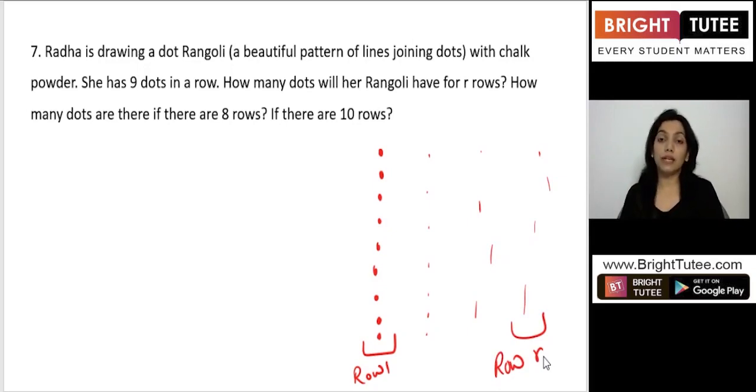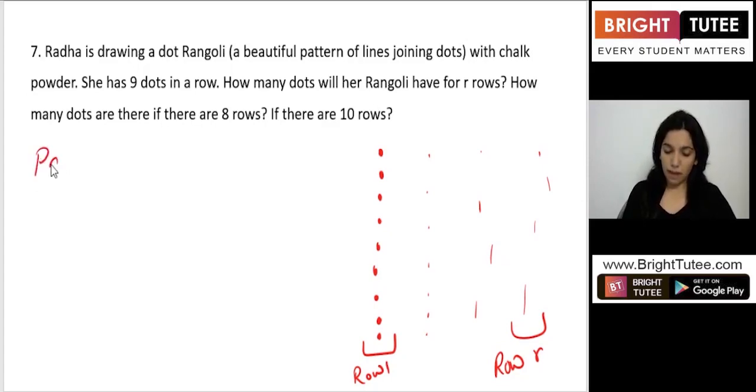How many dots are there in 8 rows? This is also what we are going to find, and what will be the number of dots in 10 rows. So let us first write down the pattern. The pattern that we have observed is that if in 1 row there are 9 dots, in 2 rows it is 2 times 9, so it is 18 dots. So what we observe is, let the number of rows be r, and in r rows it is 9r. Okay, so r represents the number of rows and 9 represents the number of dots.